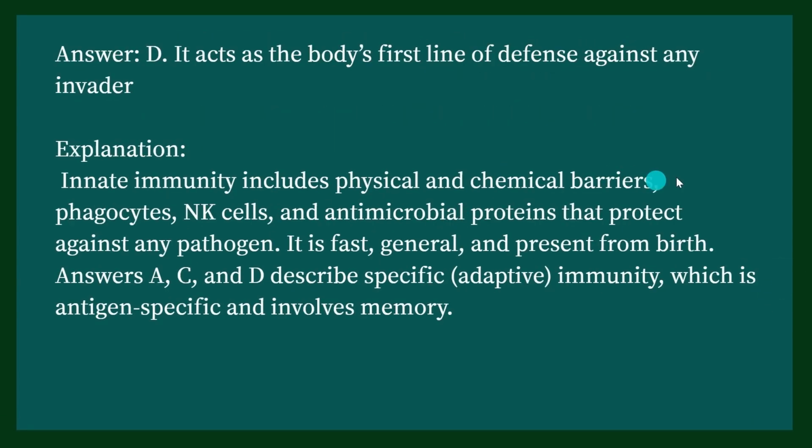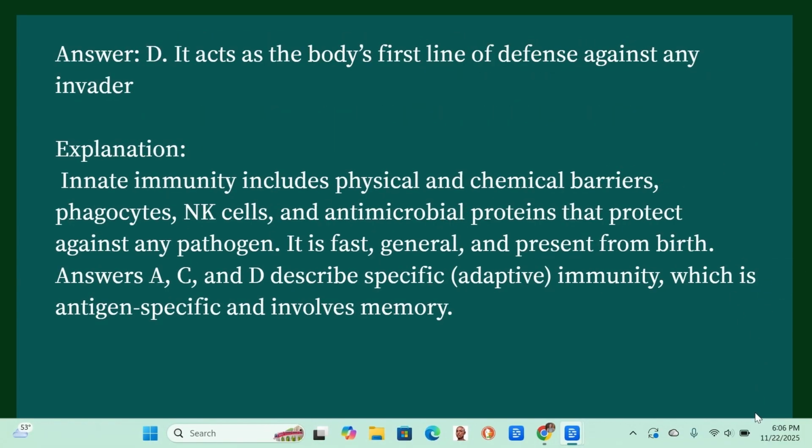So let's see the explanation for the reasoning of this question. It says that innate immunity includes physical and chemical barriers, phagocytes, natural killer cells, and antimicrobial proteins that protect against any pathogen.